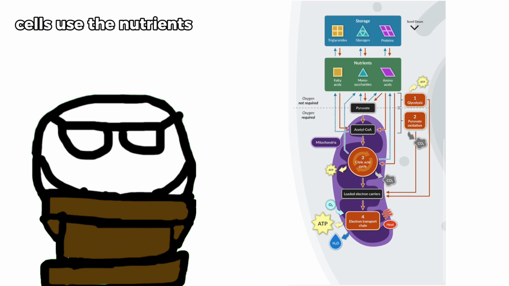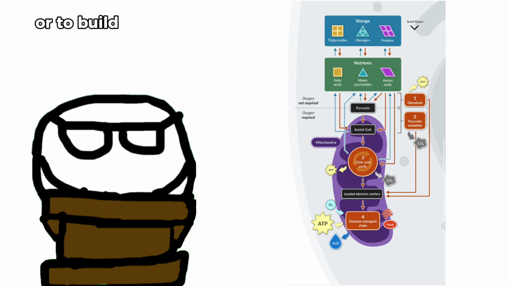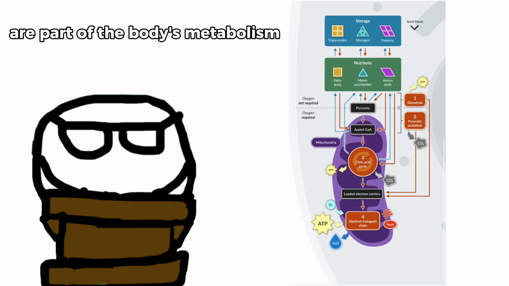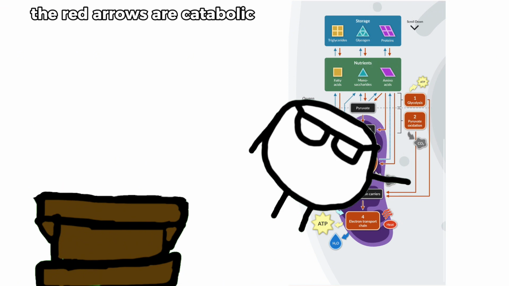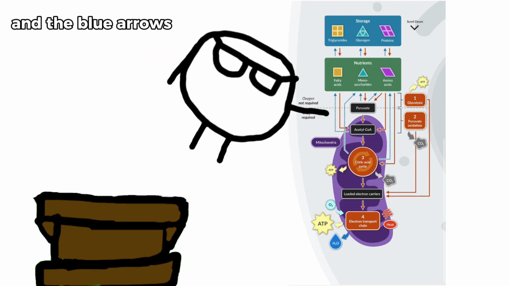Cells use the nutrients in two main ways: to get energy immediately using cellular respiration, or to build and store larger molecules which may be used for energy later. All the chemical reactions involved in these processes are part of the body's metabolism. The red arrows are catabolic reactions, which break down molecules, and the blue arrows are anabolic reactions, which build larger molecules.